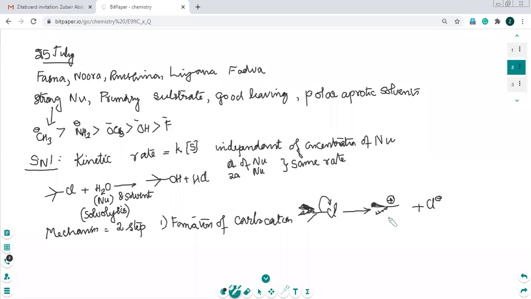Now see here, look at the first step. It does not contain anything. And now in the second step, look at the mechanism. H2O, a water molecule, comes and attacks this. From any side, you will get OH.